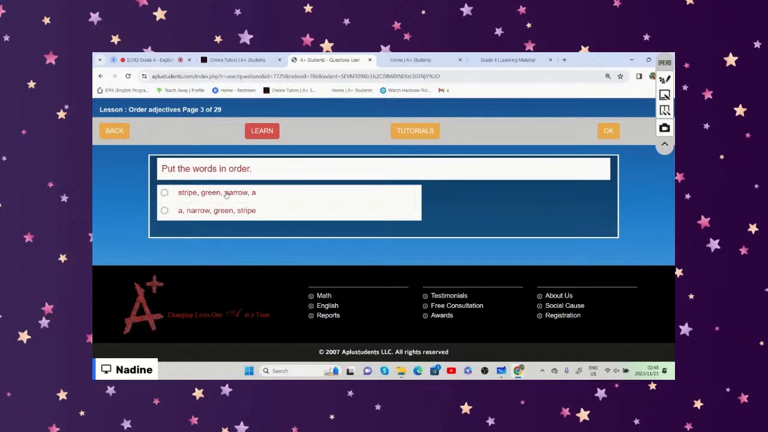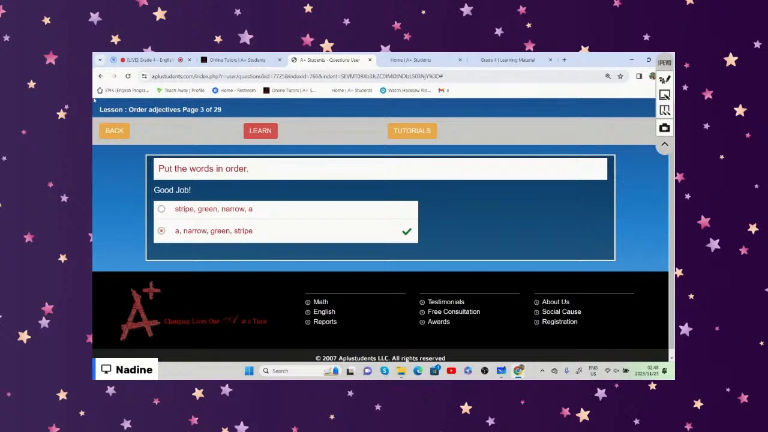Stripe, green, narrow, a, or a narrow green stripe. All right, so if we put these words in order, we will say a narrow green stripe. Well done.